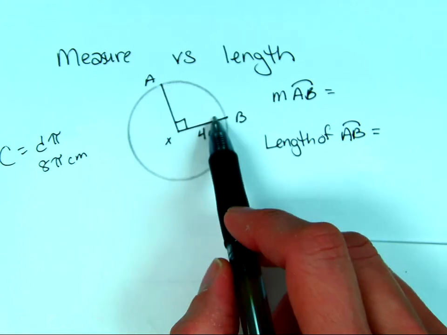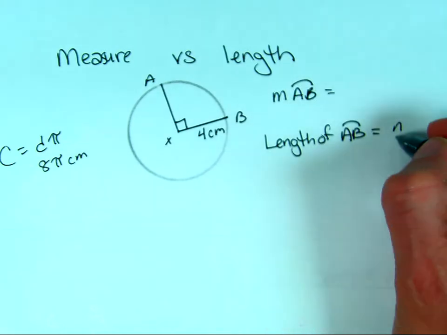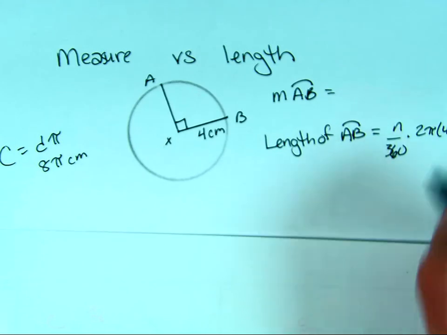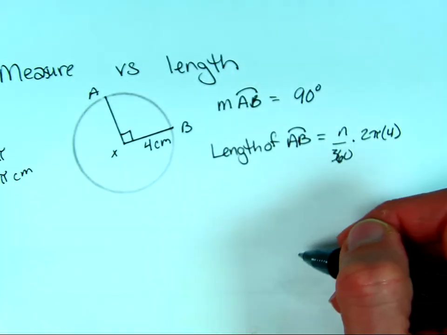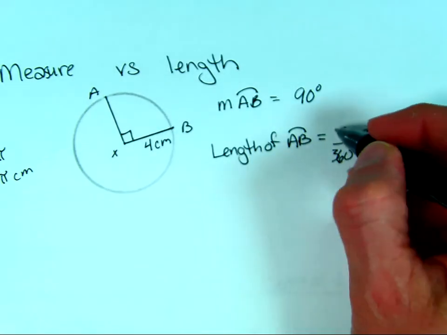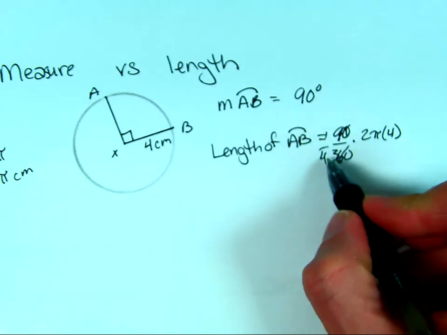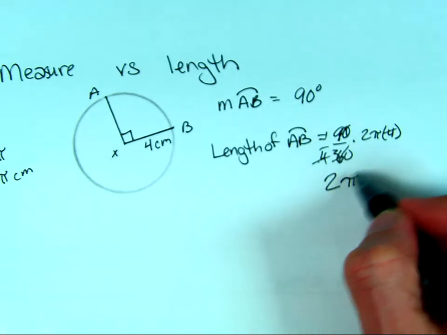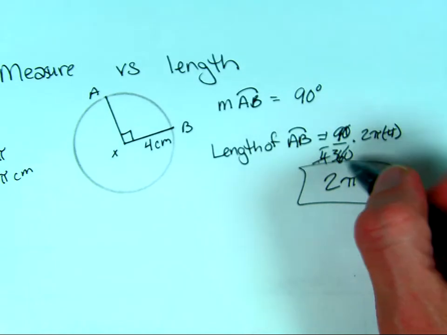But that's not the length of it, because if I wanted to find the length of that, I would use n over 360 times 2 pi r. That's what I would do if I wanted to find the length of AB. So the measure of arc AB is 90 degrees. The length of arc AB is 90 over 360, which reduces to 1/4. So that 4 cancels with that 4, and I would have 2 pi centimeters, which would be the length of AB, but the measure of AB would be 90.